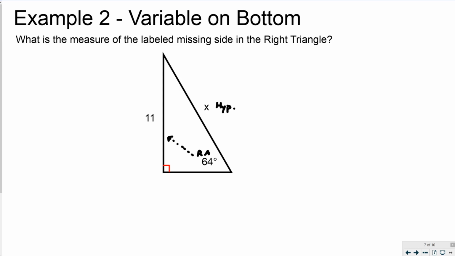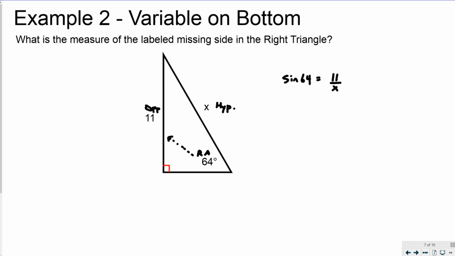So what I'm going to do is set up my trig ratio. Again, I'm finding this is opposite and hypotenuse. So again, I'm using sine for SOHCAHTOA. So the sine of 64 is equal to 11 over x. So that's the trig. That's the actual trig ratio. Sine of 64 equals 11 over x. That's the fraction part, the ratio part over here.